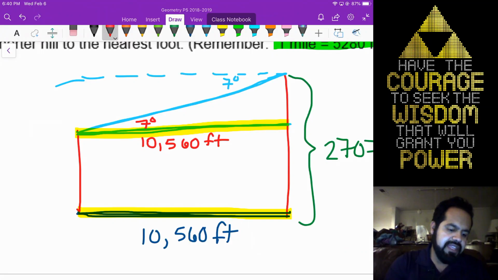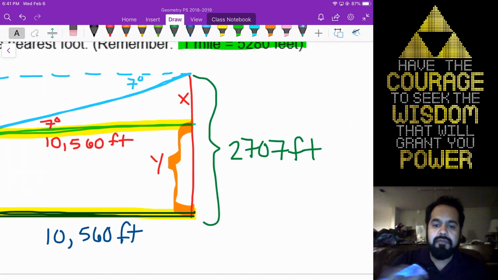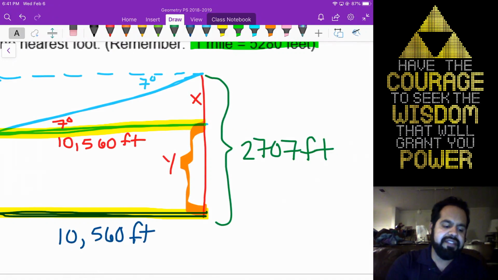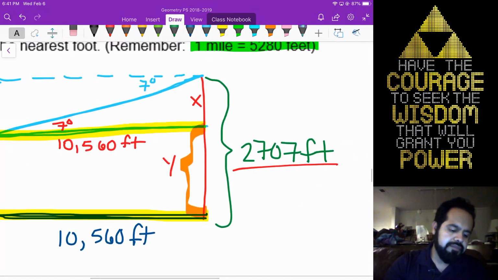So if we think about this, the shorter mountain is this height here. What I'm going to want to do is solve for this part of my height here first. Let's call this x, and we're going to call this y. To find the value of y, I need to take the value of x and take it away from this 2,707 feet. So let's get to it.